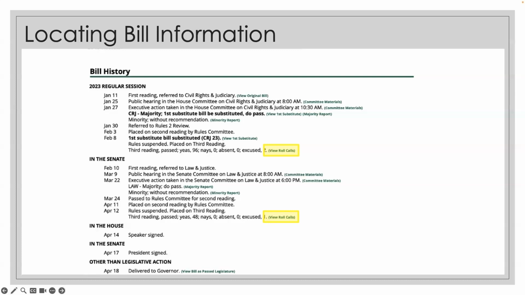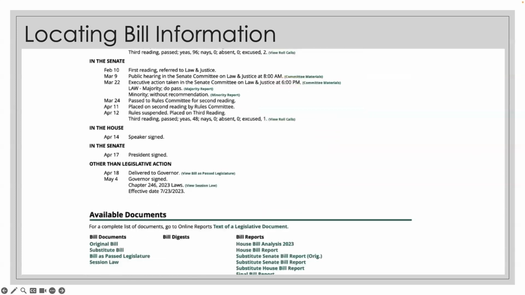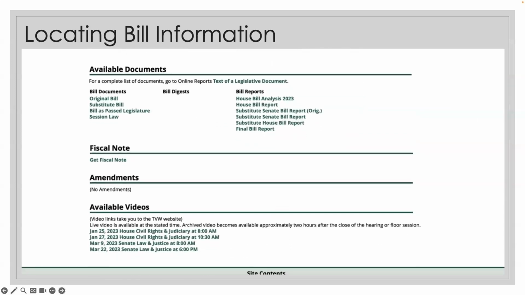And then it made its way through both chambers and then it was delivered to the governor, like I said, or later in the year. Now here near the bottom of the page, you'll have opportunity to see a great deal of additional documentation. Under available documents, you can see they list the original bill as well as the various subsequent versions of the bill as it went through the process.